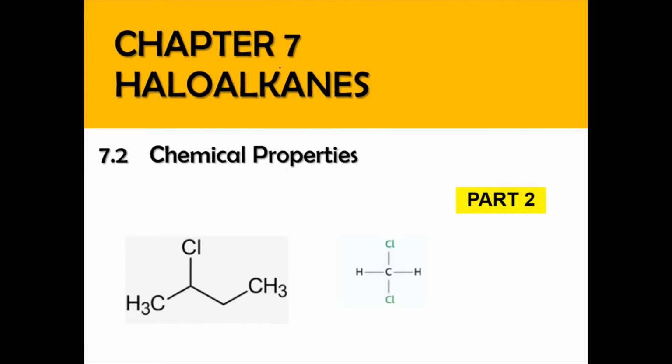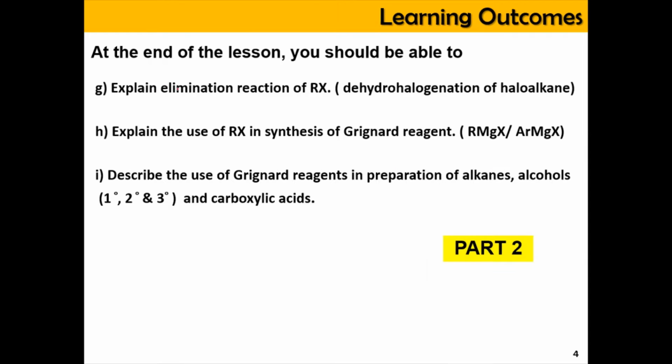So now we are in chapter 7, which is Haloalkane, and we're going to focus on the subtopic of 7.2 chemical properties, part 2 of the video. In this video, we're going to explain the elimination reaction of haloalkane, where we're going to focus on the dehydrohalogenation of haloalkane, which means that we remove hydrogen and also remove halogen from the system, for example, a bromine atom and a hydrogen atom.